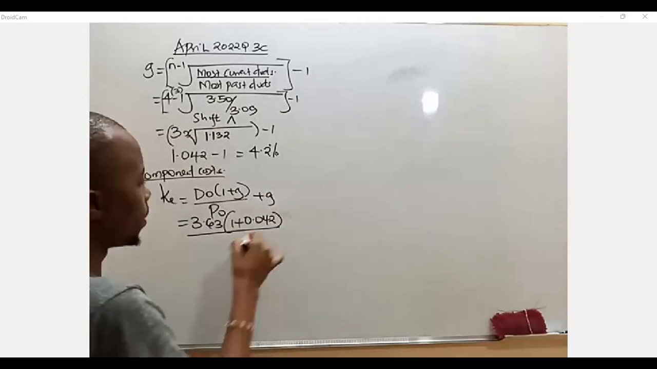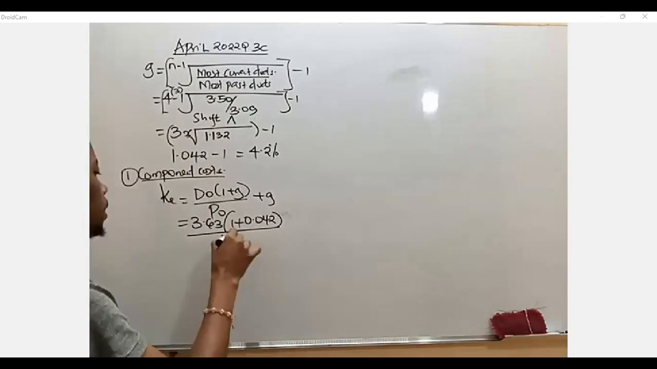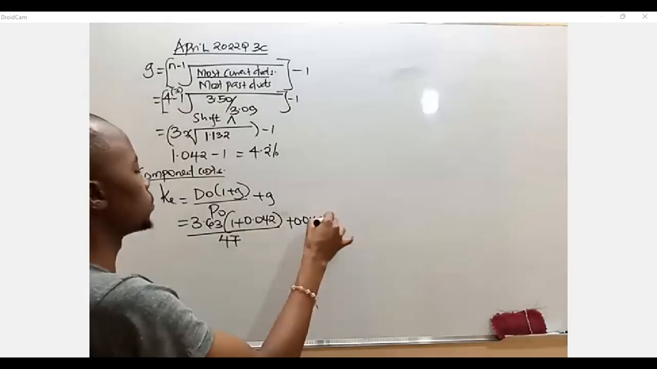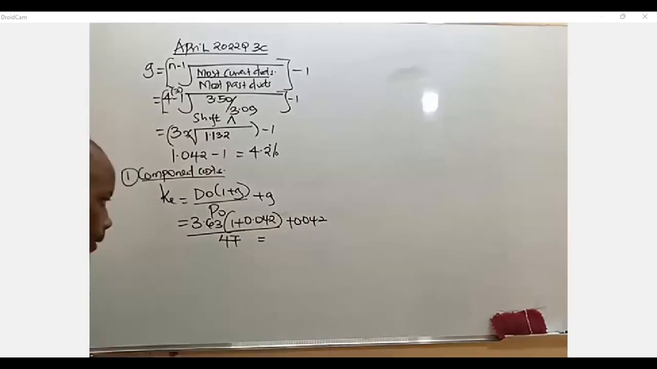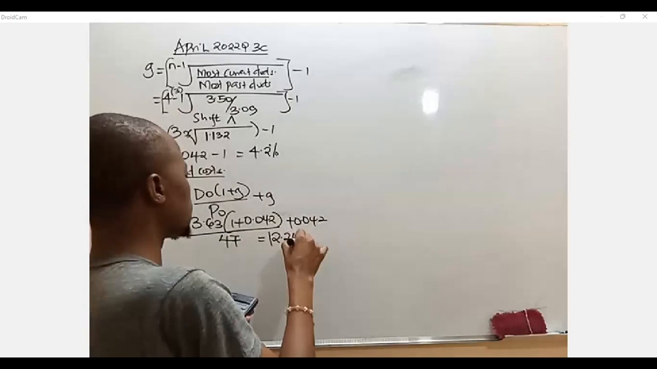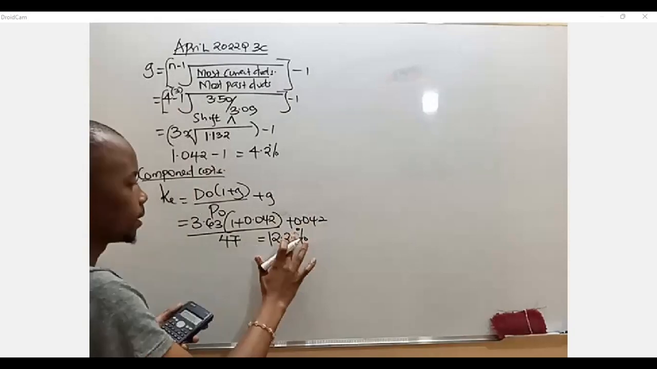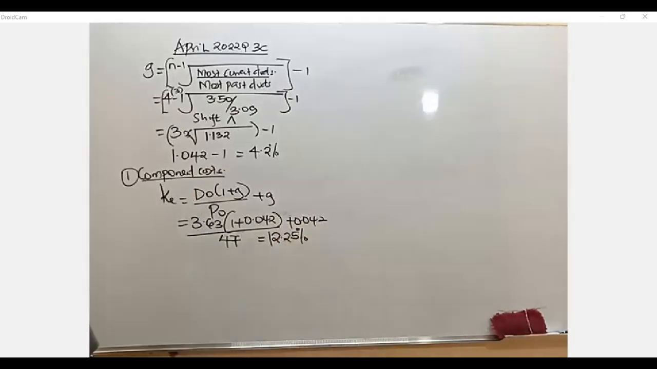Then our market value is provided in the additional information, which we are being given as ex-dividend of 47. Then we add 0.042. How much are we getting here? It will be 1.042 times 3.63 divided by 47. Then we add 0.042, getting something equivalent to 12.24%, 12.25%. It should be around 12.25%. We can round up there.